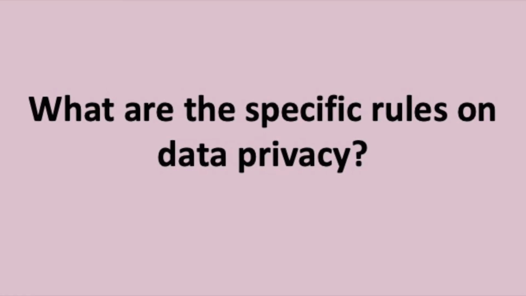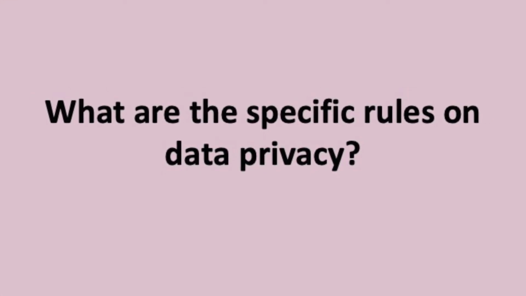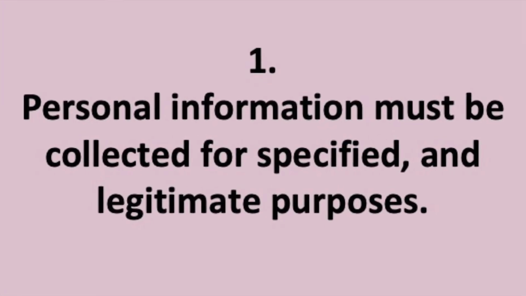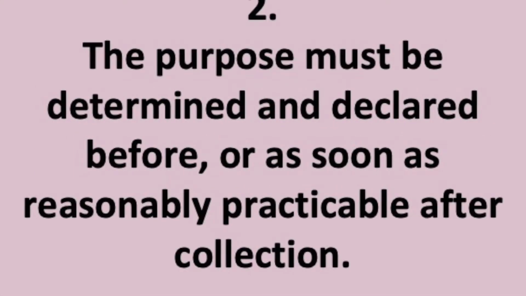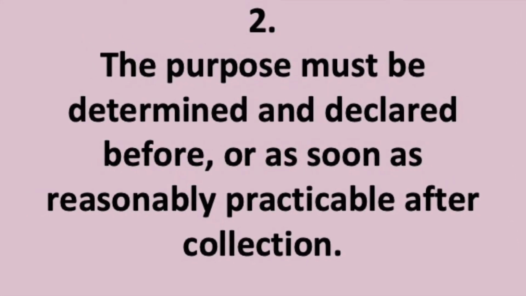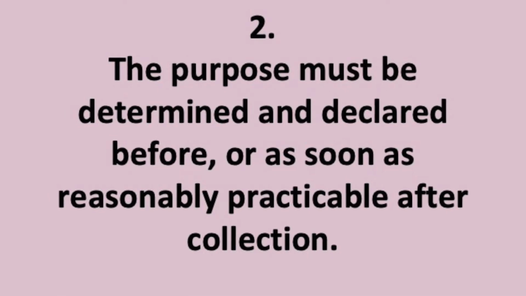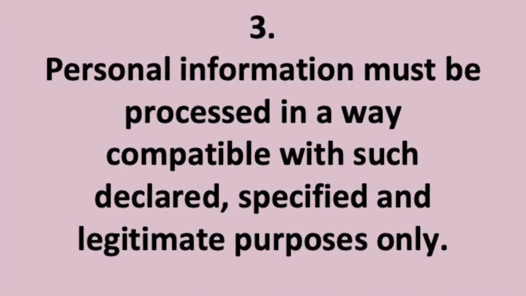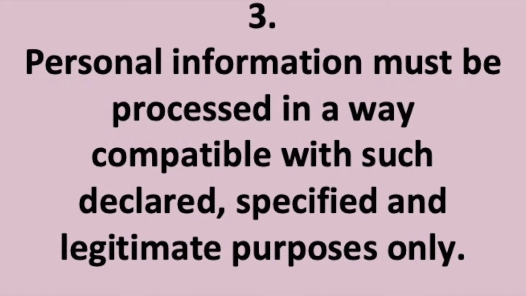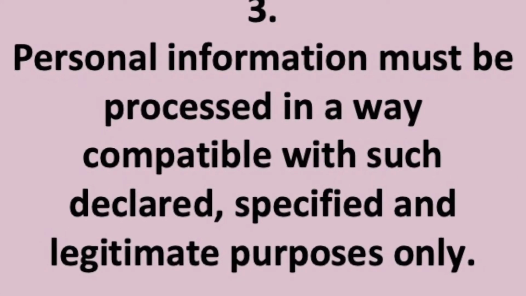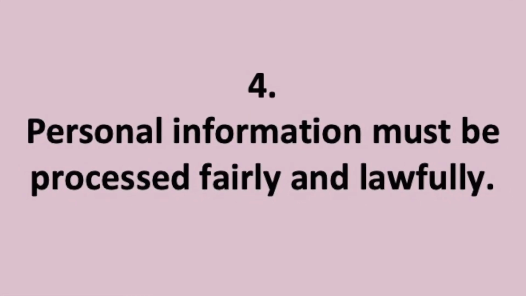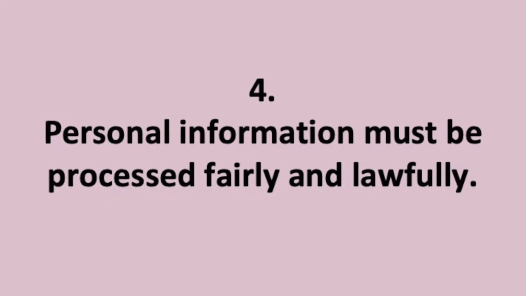Question: what are the specific rules on data privacy? 1. Personal information must be collected for specified and legitimate purposes. 2. The purpose must be determined and declared before, or as soon as reasonably practicable after collection. 3. Personal information must be processed in a way compatible with such declared, specified and legitimate purposes only. 4. Personal information must be processed fairly and lawfully.